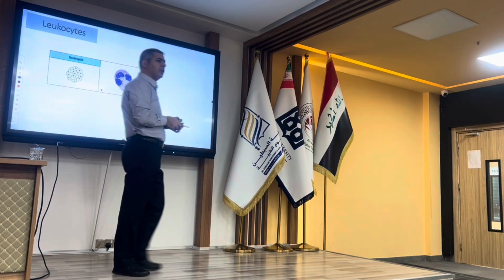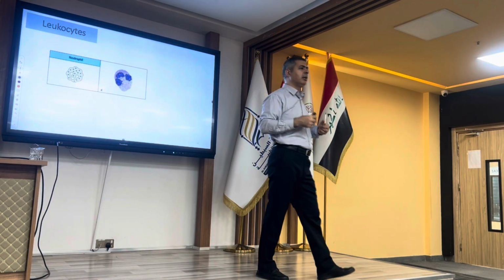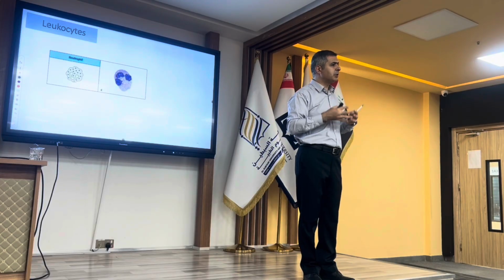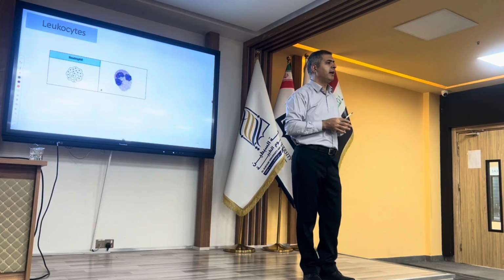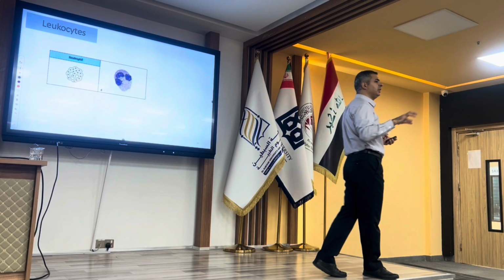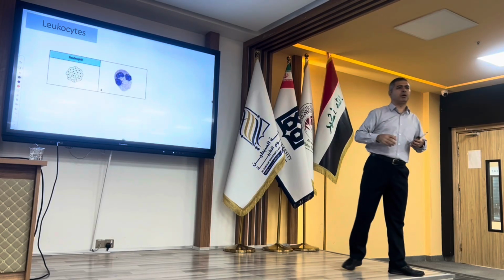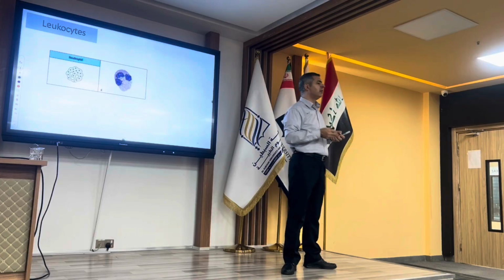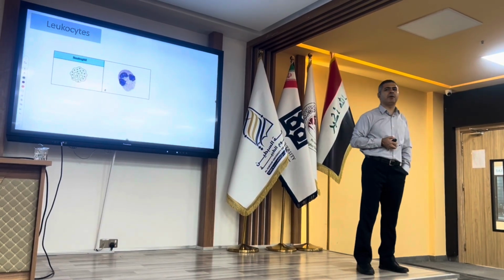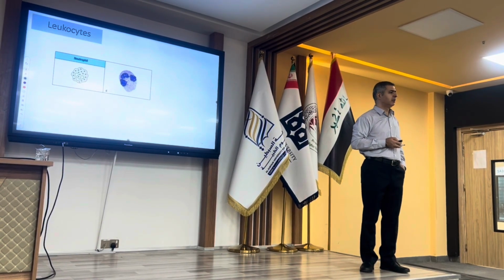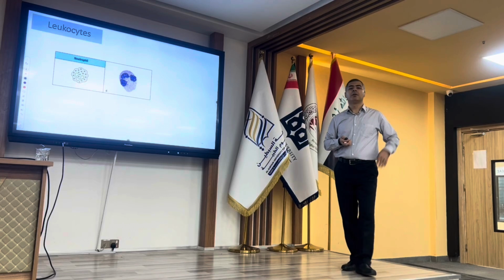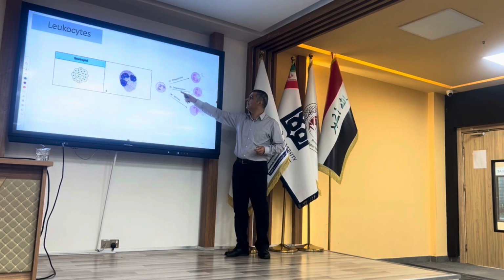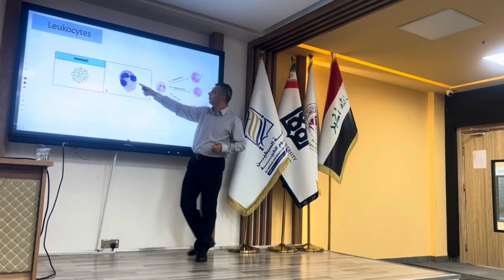What's the main function of neutrophil? It is the most frequent cell of the blood. They are produced in bone marrow. We have a very good pool of neutrophils in the bone marrow. Whenever the body needs more neutrophils, they can be released from bone marrow. So, what are the main functions of neutrophil? Phagocytosis, yes. Phagocytosis and degranulation.